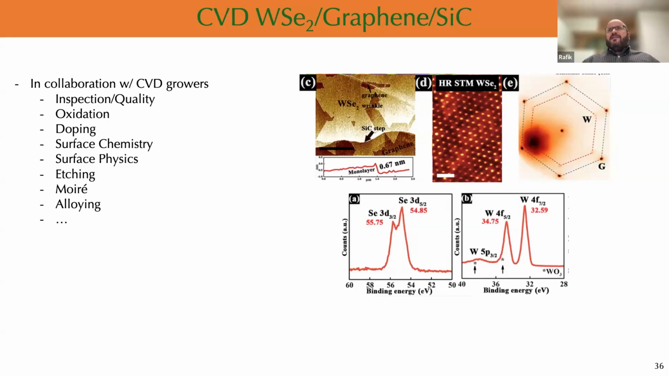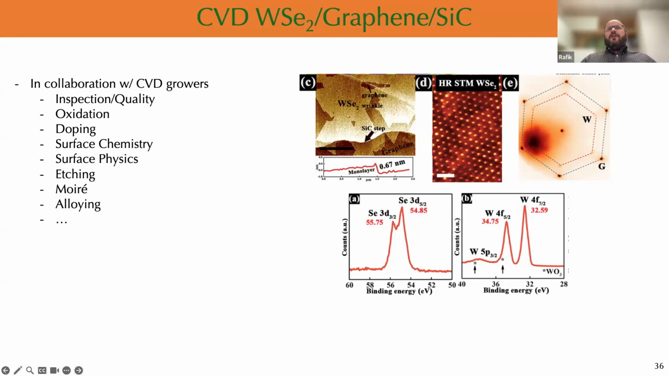And the substrate here is graphene grown on silicon carbide. And you see this is a high resolution STM image of tungsten selenide, showing the symmetry, the right unit cell, the right band gap for monolayer. And also here you can see the diffraction pattern of tungsten selenide, and this is the diffraction pattern of graphene.